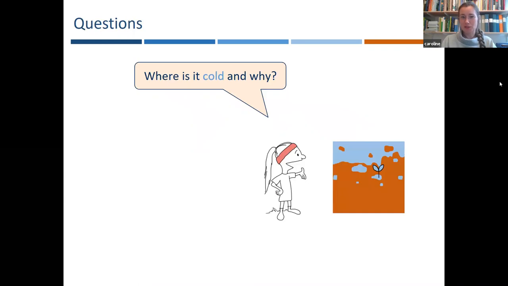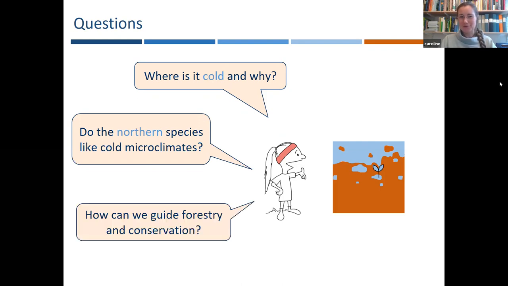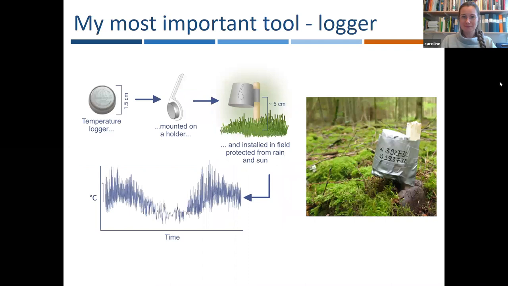So I worked with the questions, where is it cold and why? Do the northern species actually like cold microclimates? I also study southern species, but I shortened that story here for you a little bit. And how can we guide forestry and conservation? So my most important tool was a microclimate logger. This is about the size of a fingernail. And I mounted that on a holder and installed it in an inverted plastic cup taped with duct tape to a wooden stick, and then placed it out in the forest. And there it measured the climate that a forest floor plant actually experiences.